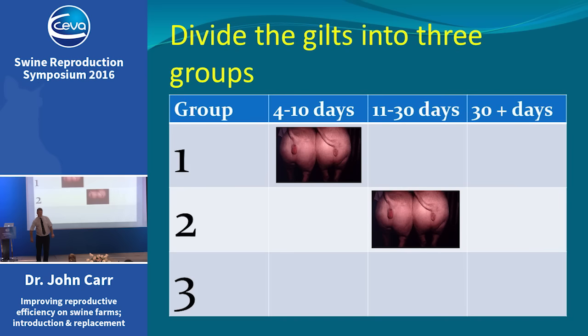I apologize to the ladies in the room. Group one, she loves sex. She loves boys. She loves babies. She is the future of the farm. You put her in front of a boar, she stands, she gets mated, she gets pregnant quickly, she has lots of babies, she has lots of teats, she feeds all her babies, and she comes back into heat on day 4 or 5 after weaning. Group one, she likes sex.